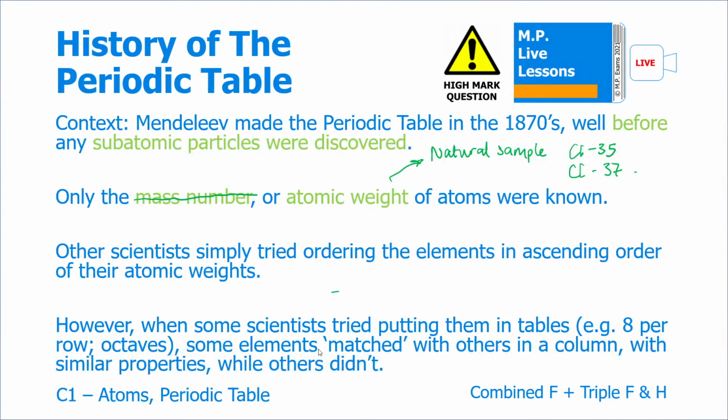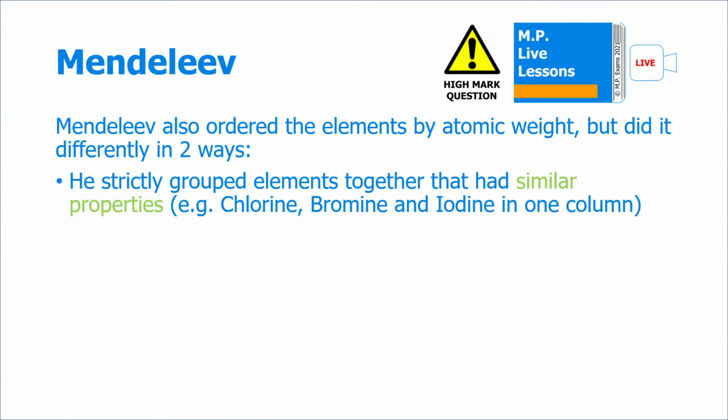Some of them put them in octaves, 8 per row. The problem was, even though some elements matched with others in a column with similar properties, others didn't. What Mendeleev did was similar, but in a different way. He ordered the elements also by atomic weight, but did it differently. Firstly, he grouped elements that had similar properties strictly, like chlorine, bromine, and iodine, which you know are group 7.